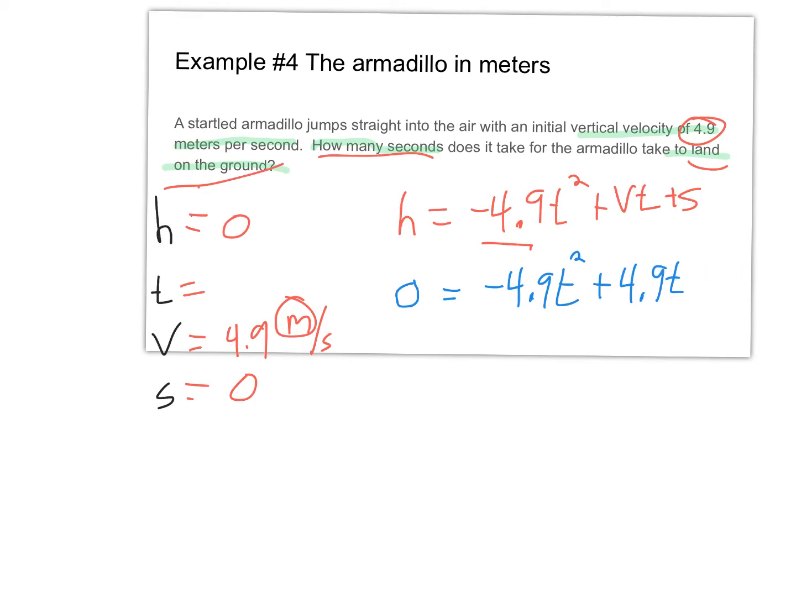Now, the next thing I would do, since we're dealing with decimals, is get rid of them before I start factoring. It's going to make life so much easier. Notice this has only one decimal space, and this only has one decimal space. So if I multiply everything by 10, it gets rid of the decimals. So 10 times 0 is still 0.